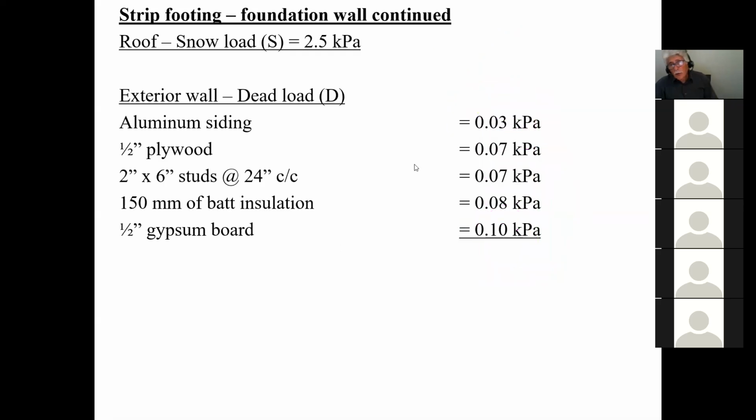Now we've got the dead load of our wall, and that should add up to 0.35 kPa. And you'll notice I always like to round up to 0.4 kPa. Now we have the weight of the wall.